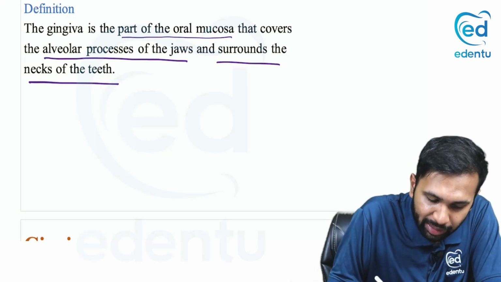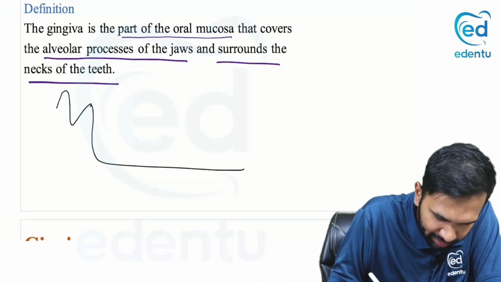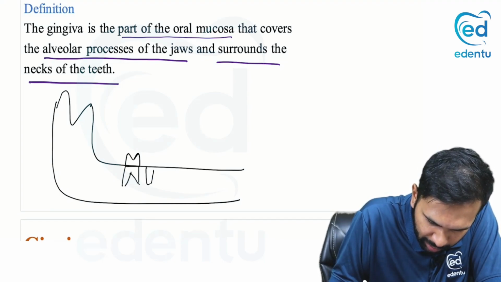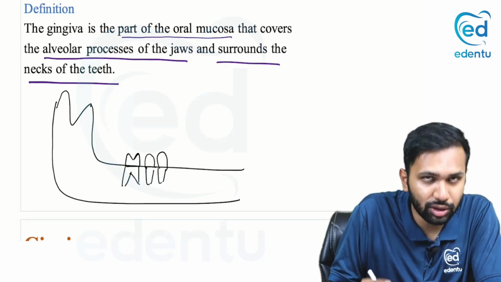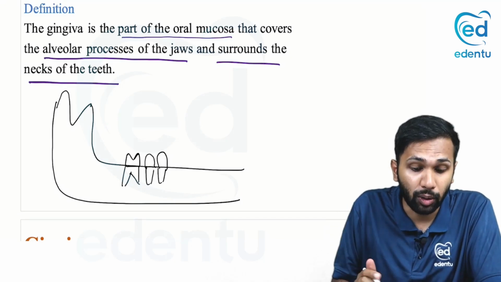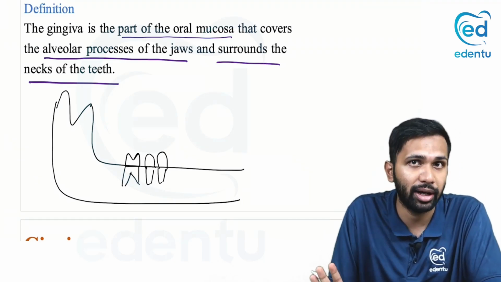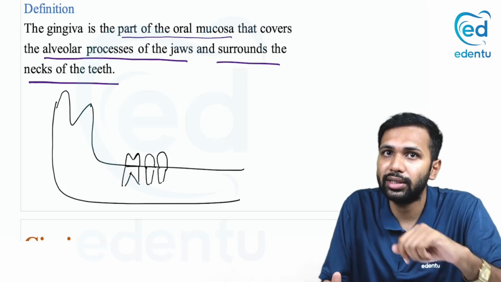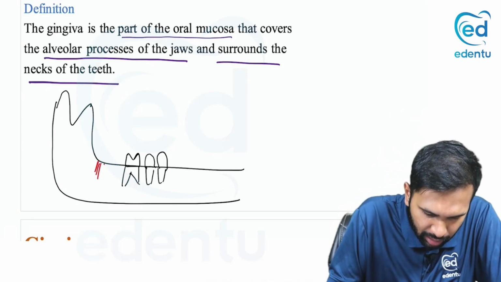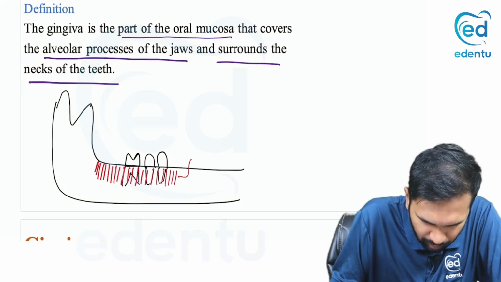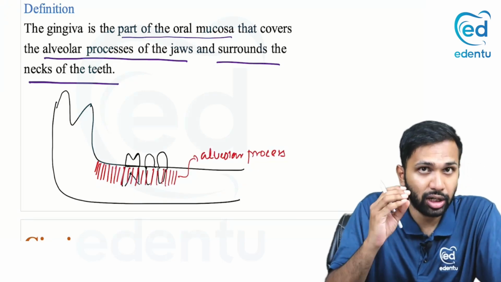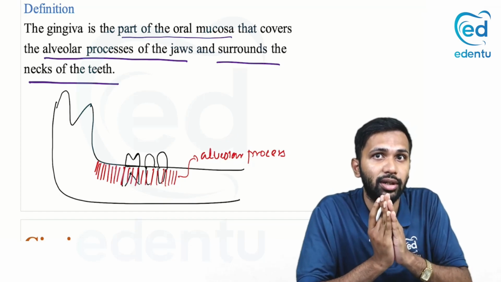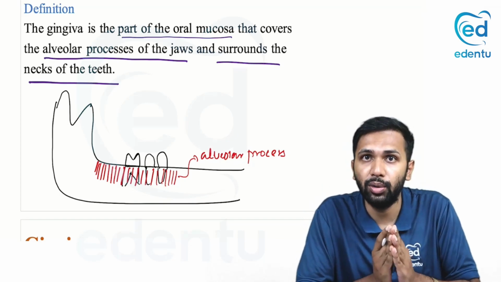Let's say you have mandible and maxilla. For example, I'm taking your mandible. Let's say this is the mandible, and here you have the tooth, like this. So this gingiva is a part of the oral mucous membrane. Oral mucous membrane can cover this entire jaw, the entire mandible. But that part of the mandible which supports your teeth is referred to as alveolar bone, or alveolar process. So gingiva is that part of the mucosa which covers this alveolar process of the maxilla or mandible, which I've shaded in red, and also the neck of the teeth.